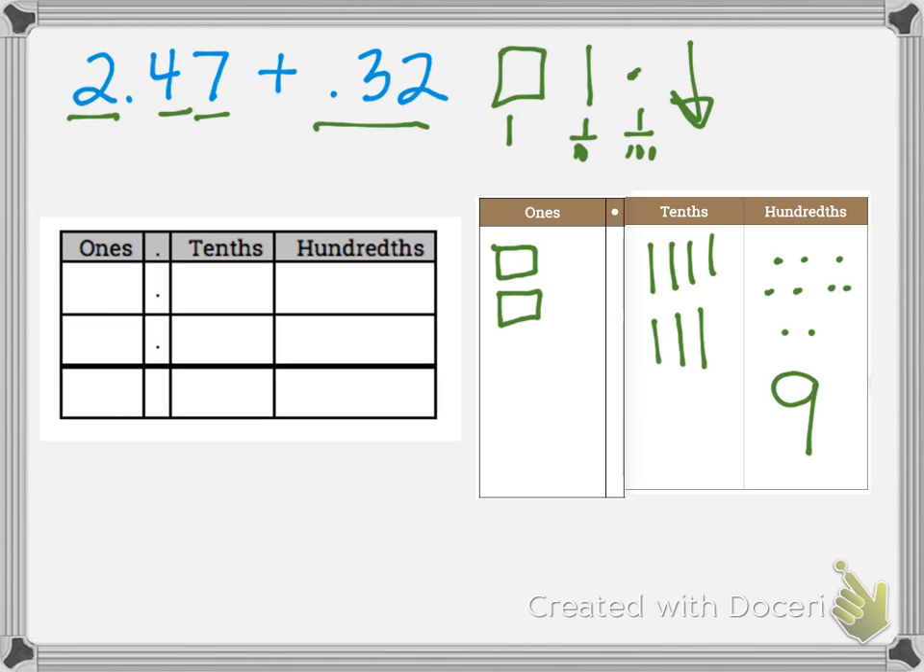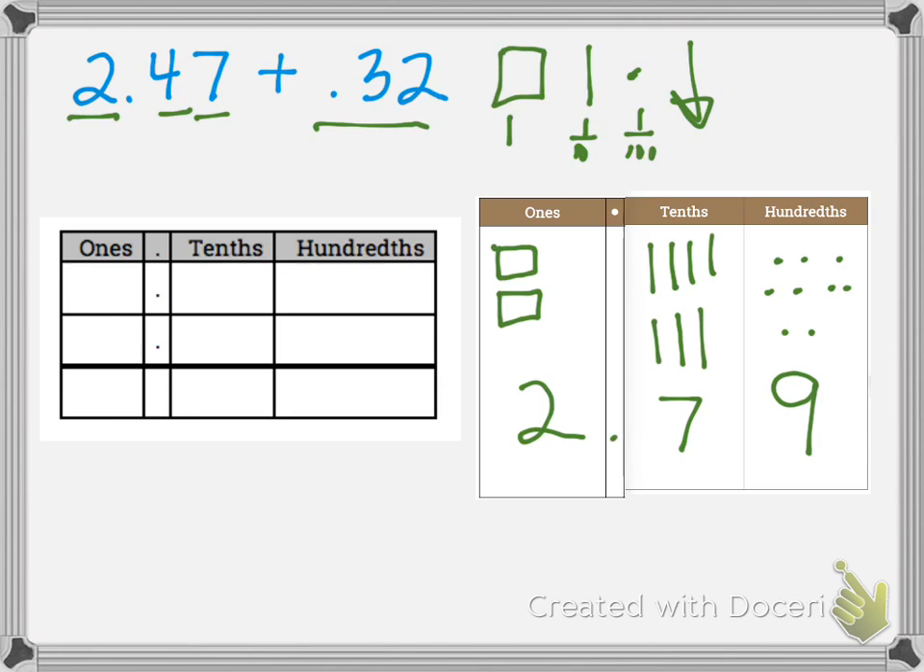And then tenths, we have 1, 2, 3, 4, 5, 6, 7. So we can't bundle any of them and move them over because nothing is 10 or more. And then we have 2 in our 1s. So our sum would be 2 and 79 hundredths.